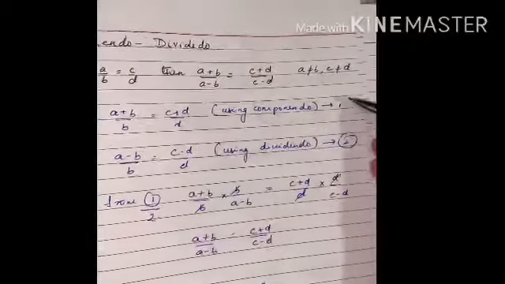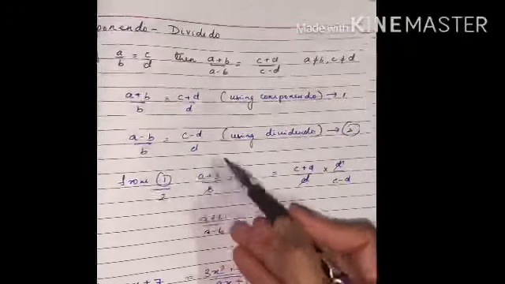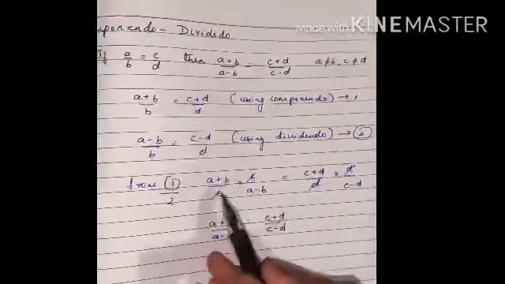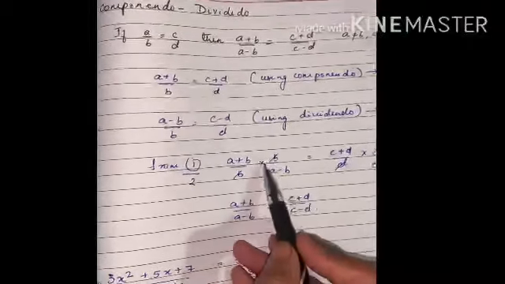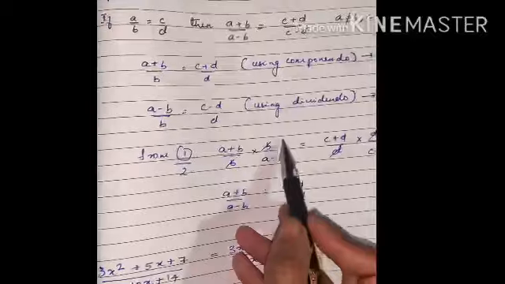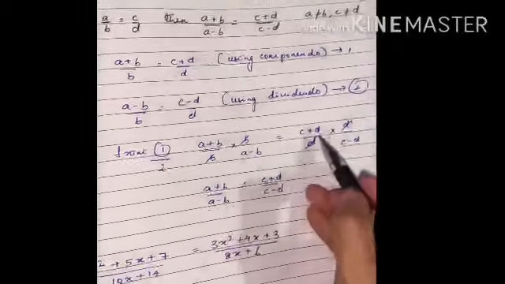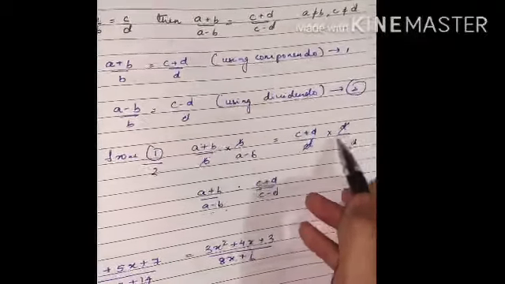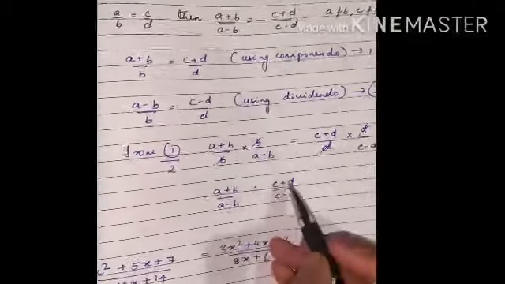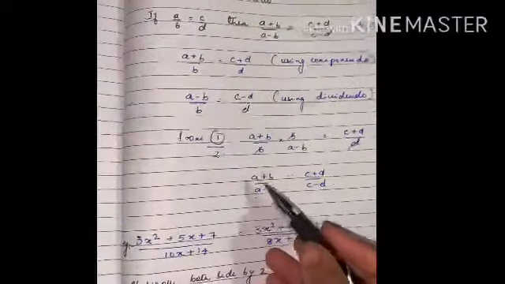When we divide equation 1 by 2, we get (a+b)/b divided by (a-b)/b. So it becomes a reciprocal, into b/(a-b). The b gets cancelled, and you get (a+b)/(a-b). In the same way, (c+d)/d into the reciprocal d/(c-d), the d gets cancelled, and we get (c+d)/(c-d). So Componendo and Dividendo is a combination of both.